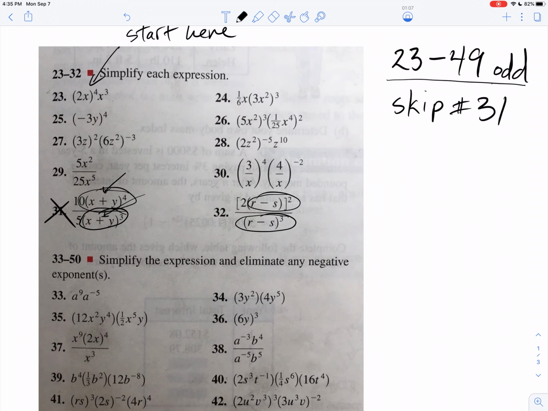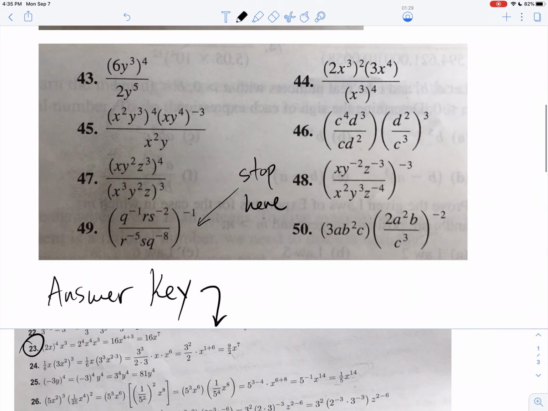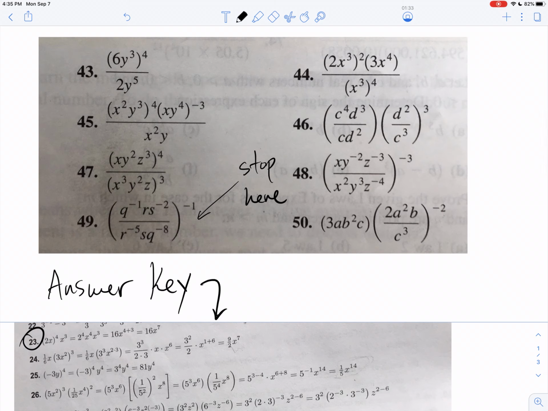I just want you to do the odd ones. If you ever feel like you need extra practice, you may do the even ones too, but I'm just going to collect the odd ones. So 23 to 49, odd is what I'm looking for. You can take a picture of it. You can scroll down, take a picture of it, or fast forward, you can't scroll. Take a picture, and then here's the last one. Stop here at 49.